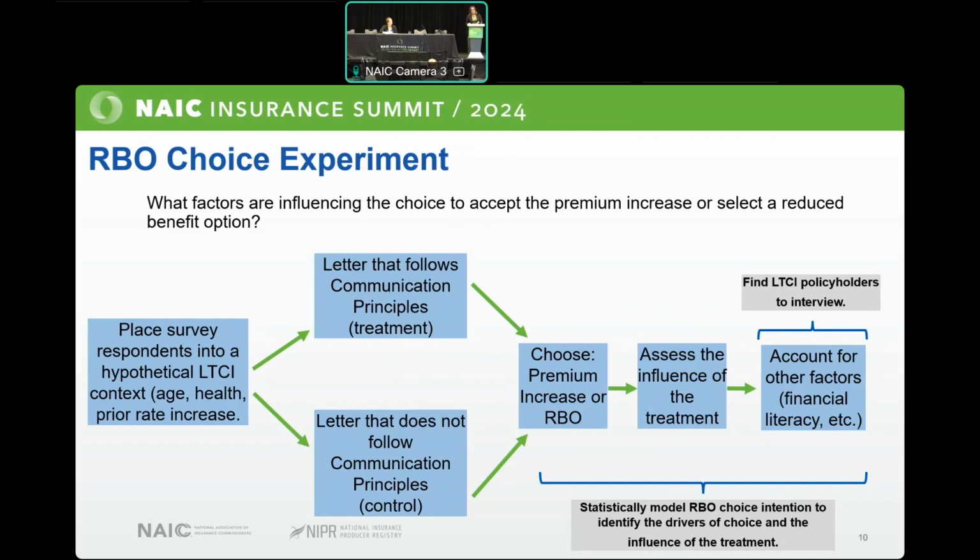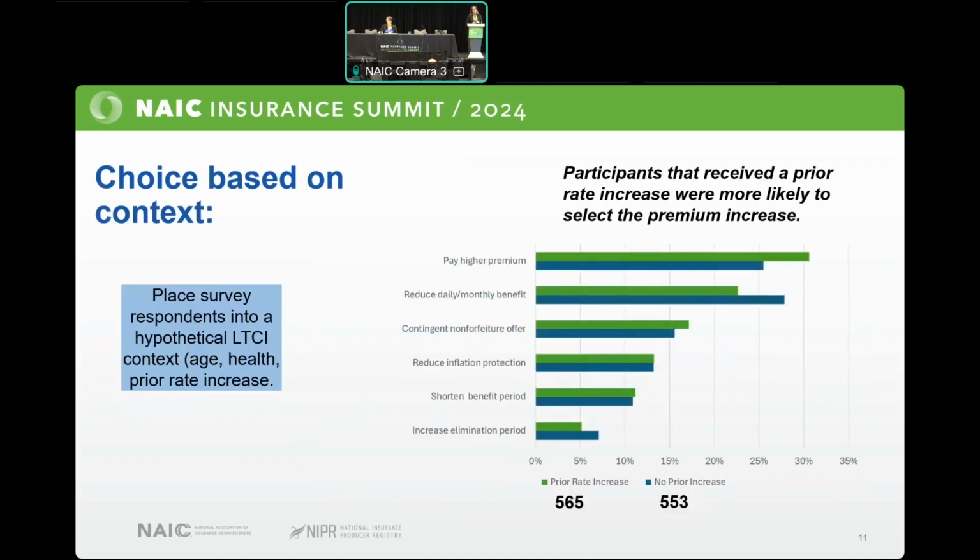As I mentioned, we wanted to know, does having a prior rate increase matter? And so one of the things that we can do is look at how choice varies based on context. Again, we have an experimental design here, so we have a group that was exposed to this and a group that was not. And so you can see here, based on this chart, that those that had received a prior rate increase were more likely to elect to pay the premium increase over those that did not receive that hypothetical scenario. Just to be clear, I'm only going to show a couple of results here just to exemplify the difference between survey research and experimental research, but there were a whole host of other questions in here.